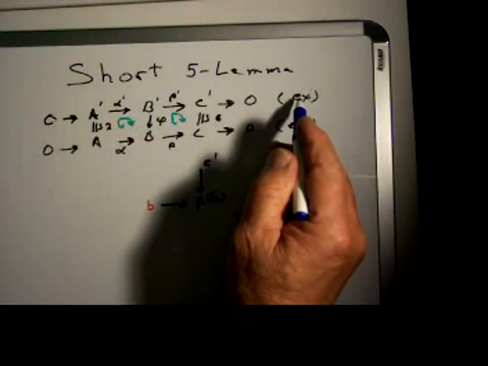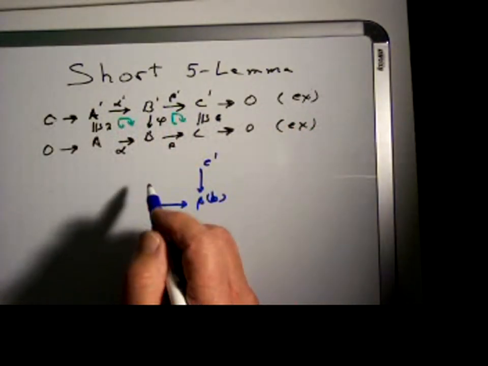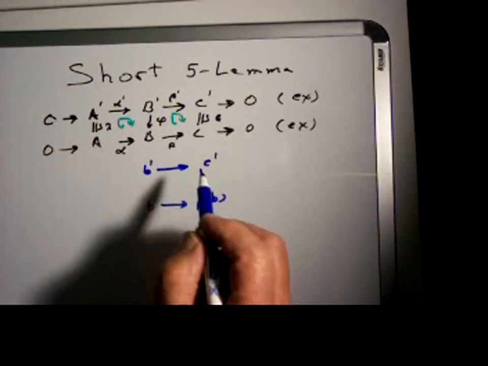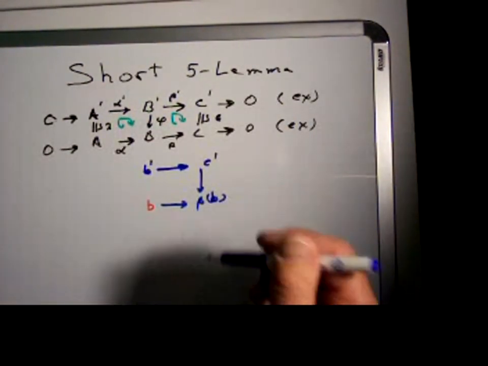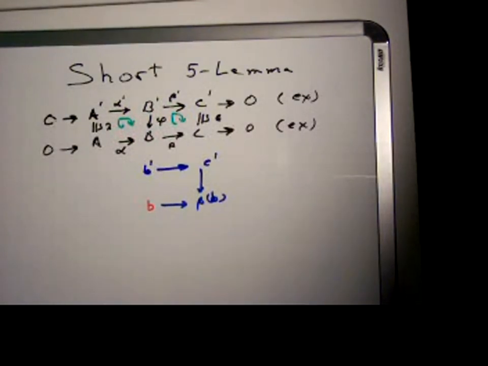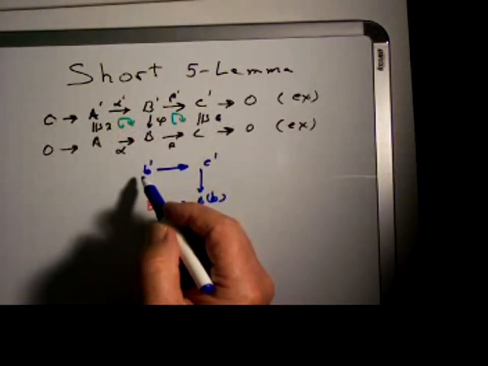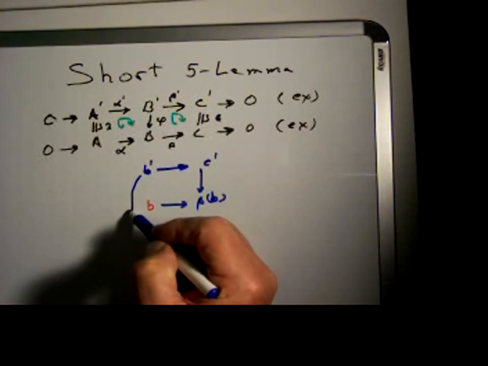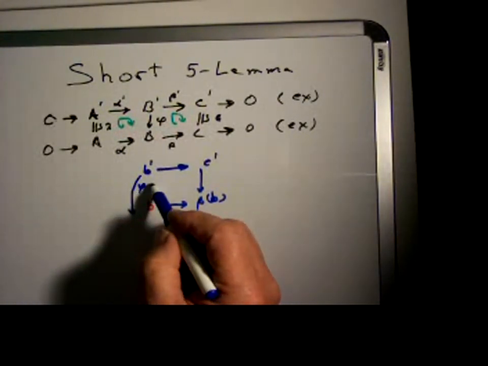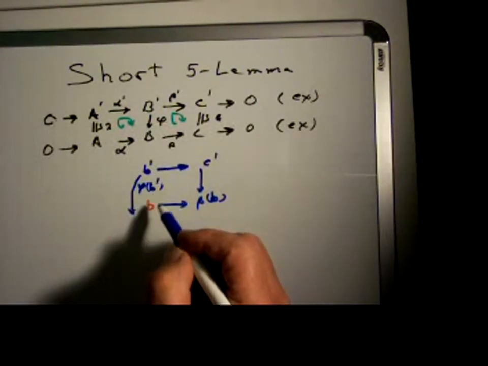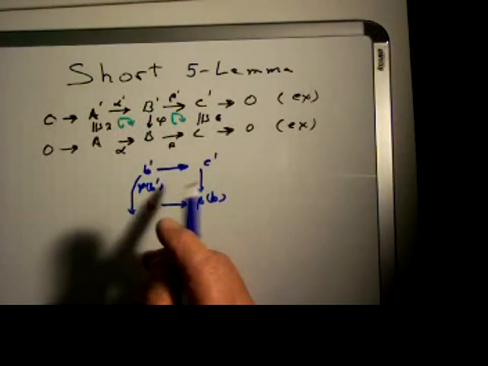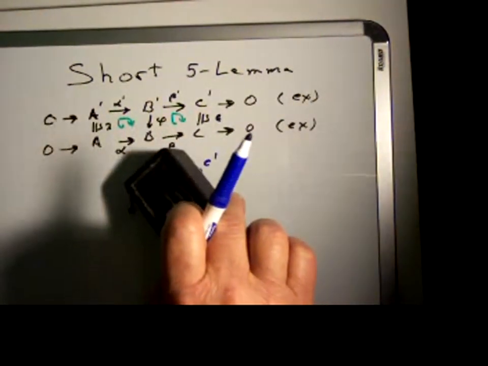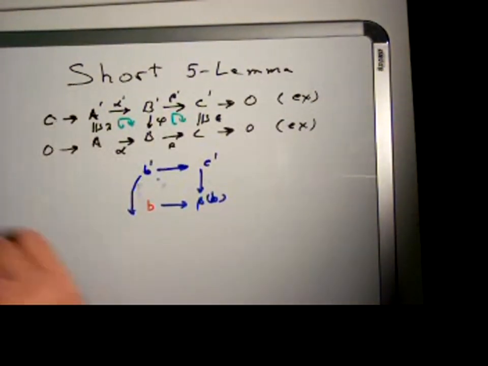And since this sequence here is exact, there's a b prime that gets mapped onto that c prime, and it goes on down to this beta of b. Now, it'd be nice if that b prime went down by phi to b, but it probably doesn't. There's no reason to believe that it hits the b. I'm sorry, that's just phi there. Phi of b prime is down in here.